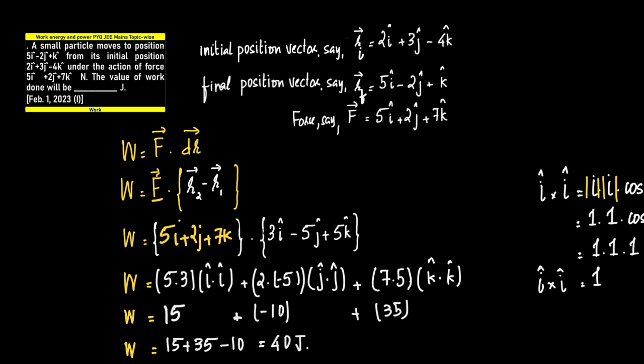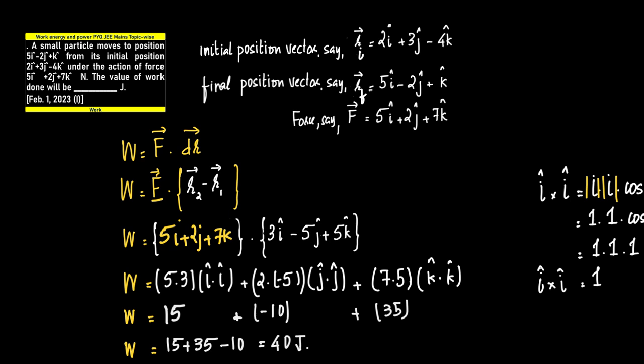What is 5i minus 2i? It is 3i. What is minus 2j minus 3j? It is minus 5j. What is k minus minus 4? It is plus 5k, because k minus minus 4 is k plus 4k, which is 5k.